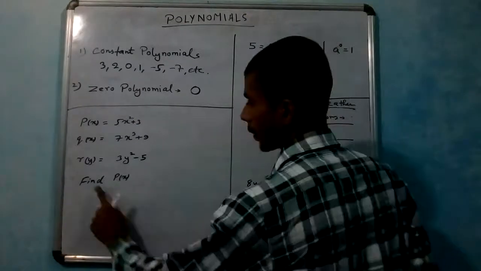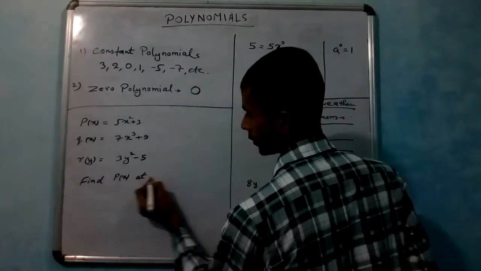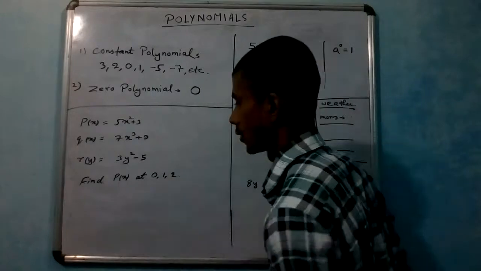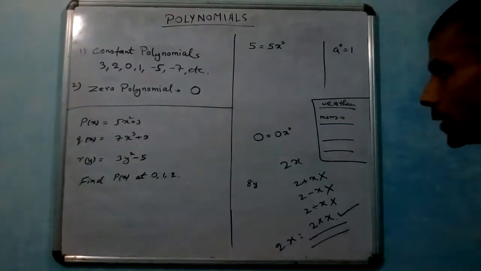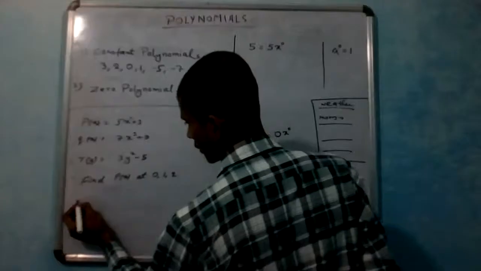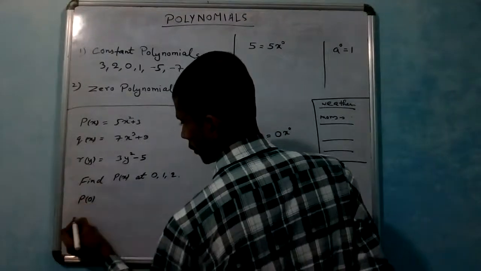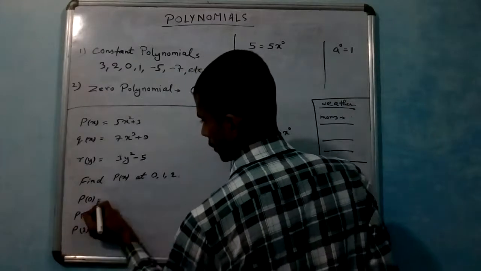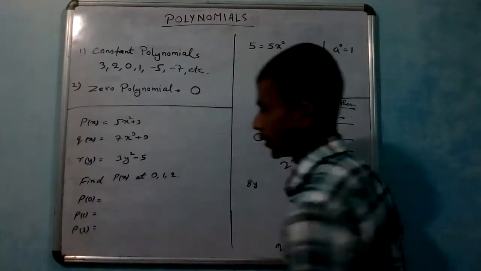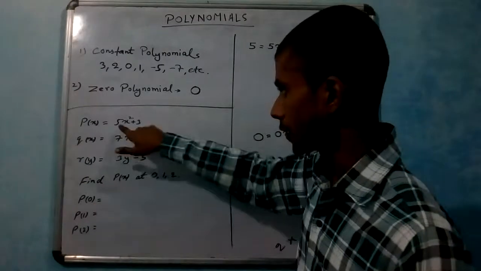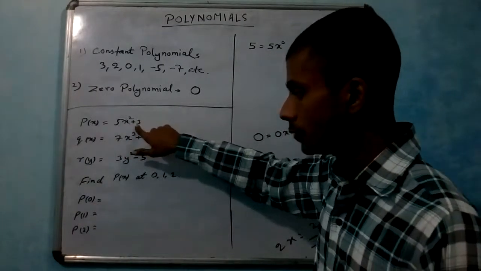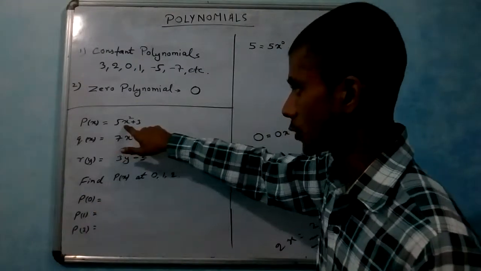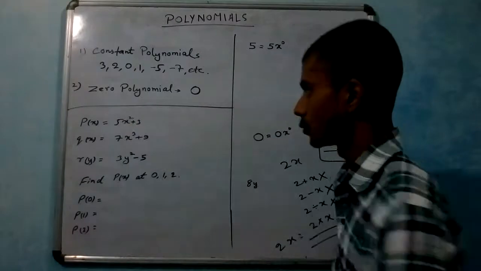Okay. Find p of x at 0, 1, 2. What does it mean? It means it is asking find p of 0, find p of 1, and find p of 2. So what was p of x? It is 5x square plus 3. Yes, so in place of x, what we will keep? 0. We will substitute 0 and then we will get a value after solving.